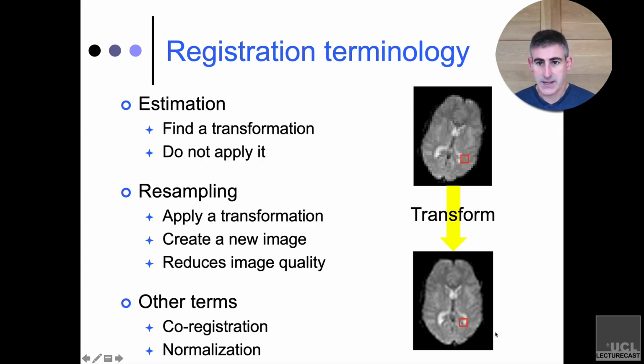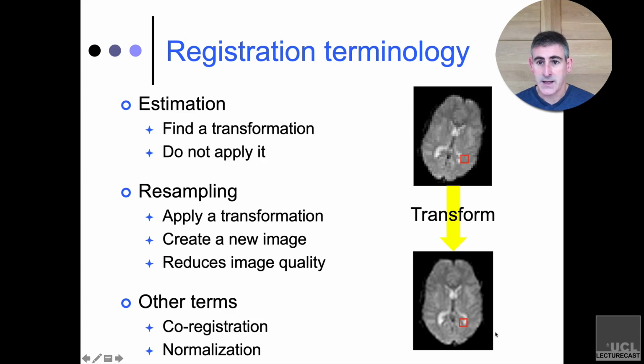As per last week, we talked about image estimating. The first step in this whole process is always trying to estimate what needs to be done to register one image to the other image. Then there's a resampling phase when we apply that transformation and create a new image. Every time we do that, we reduce the image quality of the image that we're changing.